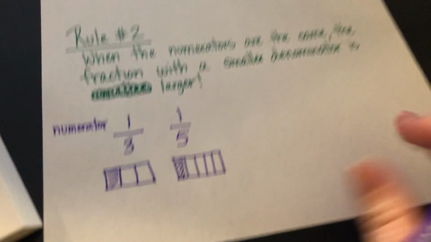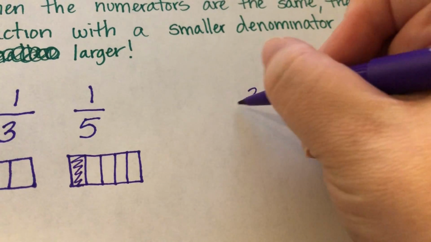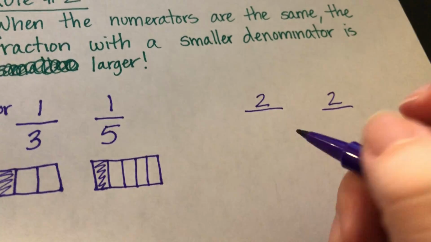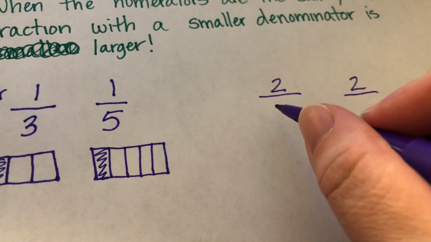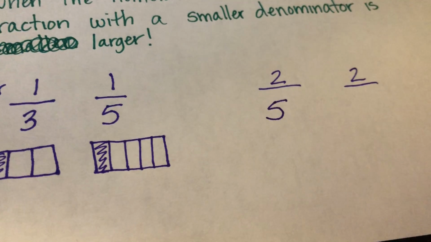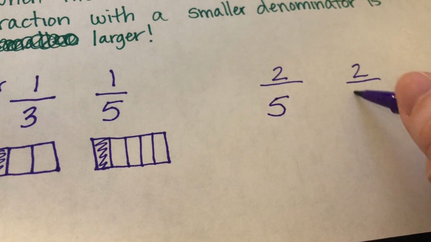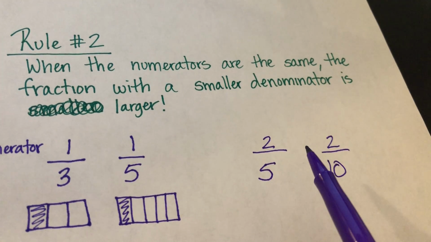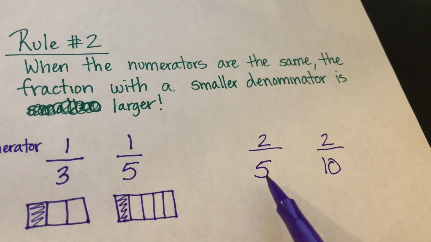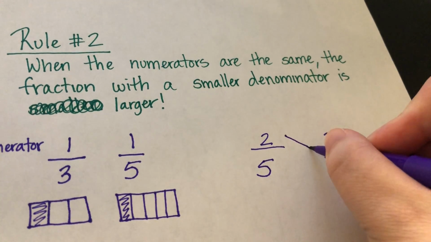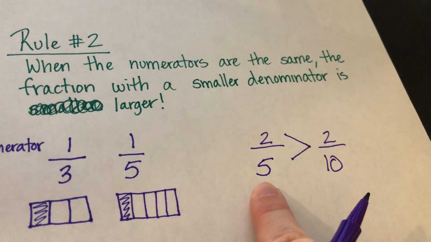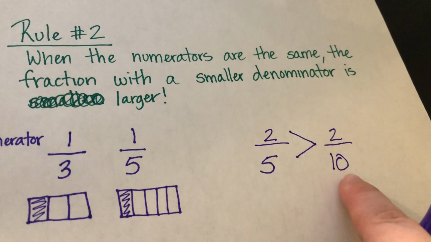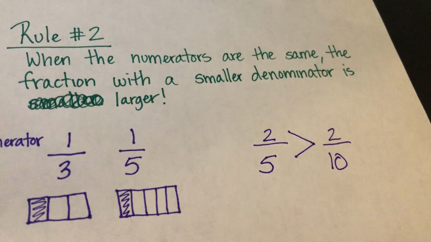Okay, I'll show that to you over here. So if we have 2 and 2, so the numerators are the same. And let's say that I had 2 fifths or 2 tenths. Let's review that rule. Okay, so the numerators are the same. So the fraction with the smaller denominator is the larger one. Okay, that's the smaller denominator. That means 2 out of 5 are being filled, whereas in this one, 2 out of 10. So a lot less are being filled, you could say.